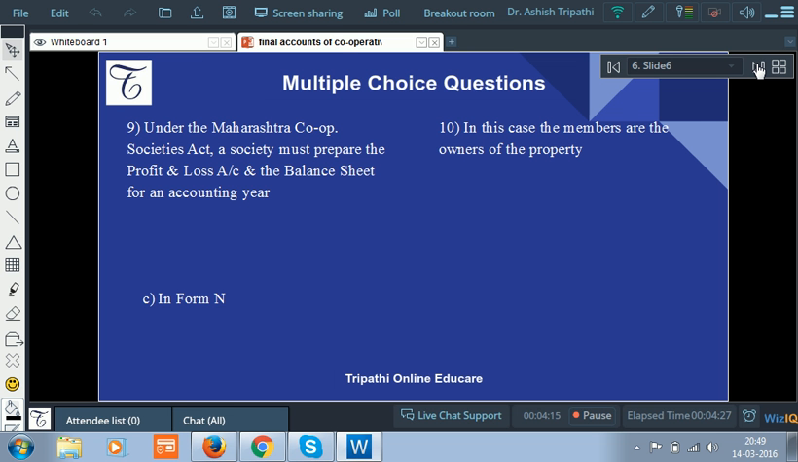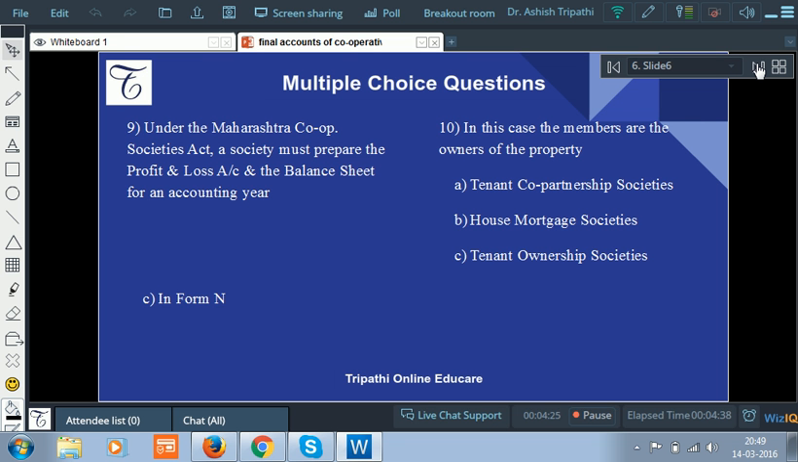Ten, in this case, the members are the owners of the property: A. Tenant co-partnership societies, B. House mortgage societies, C. Tenant ownership societies, D. House construction societies. And the correct answer is C. Tenant ownership societies.